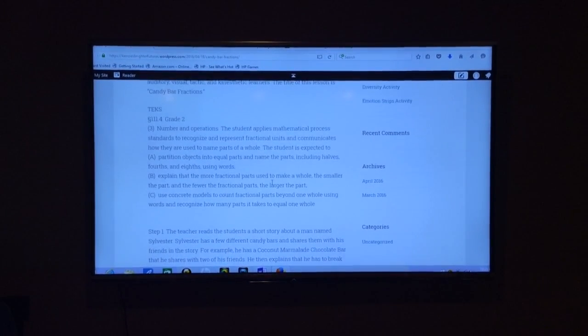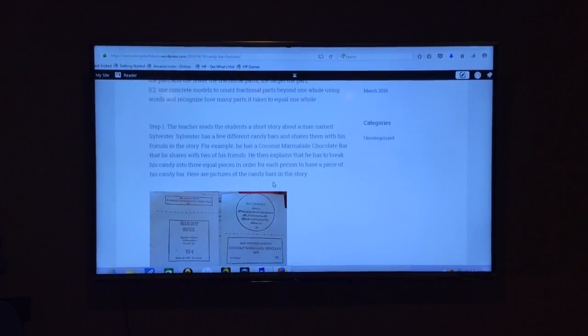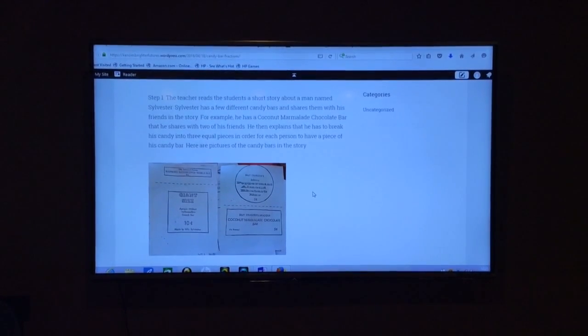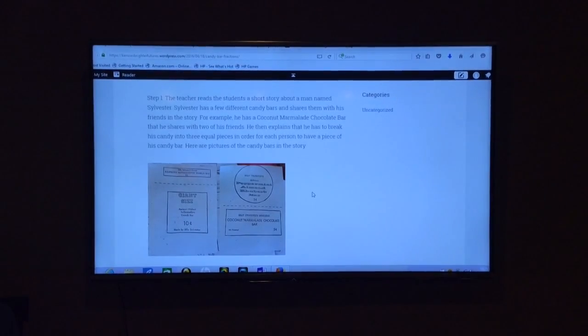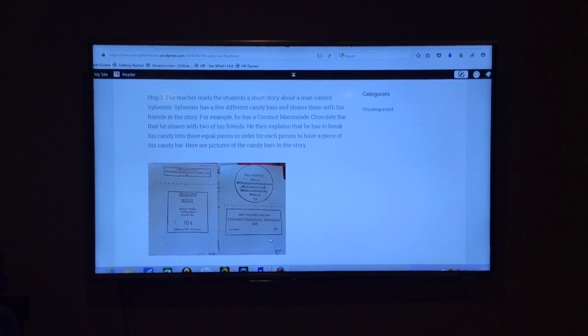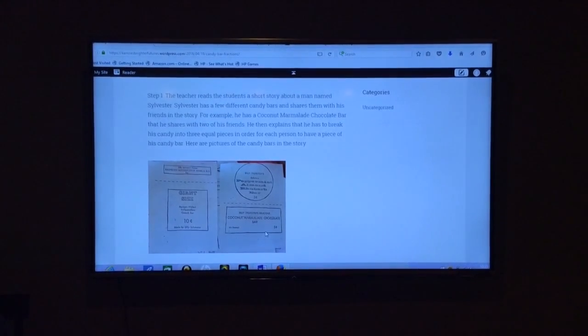And I included the T because this is a second grade lesson. So the first step is to read the students a short story about a man named Sylvester. And Sylvester has some different candy bars and he shares them with his friends in the story. So you can see one of these, it's a coconut marmalade chocolate bar, and he shares it with 2 of his friends.